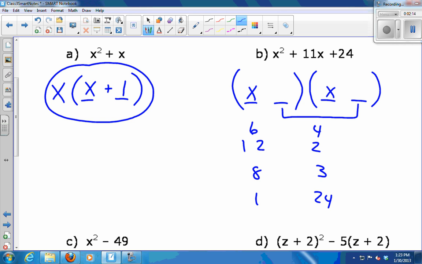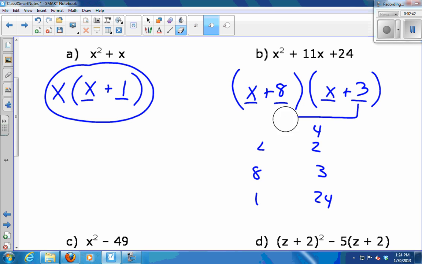So somebody tell me which one you used and how you knew how to use it. Go ahead. Yes, 8 and 3. So you choose the two numbers that are going to multiply to 24 and add to this middle coefficient. So we use 8 and 3.